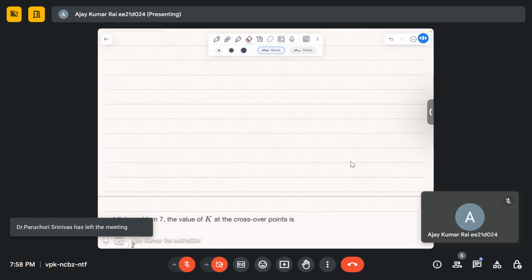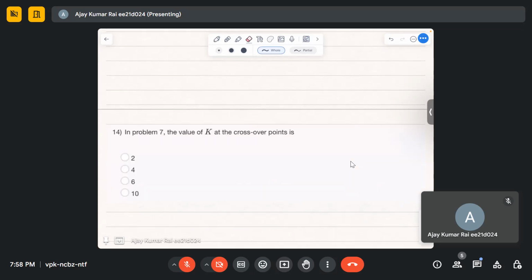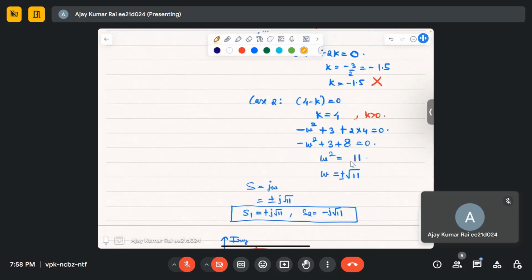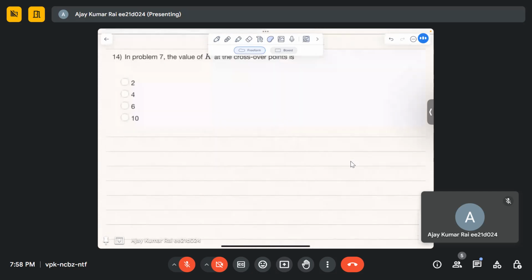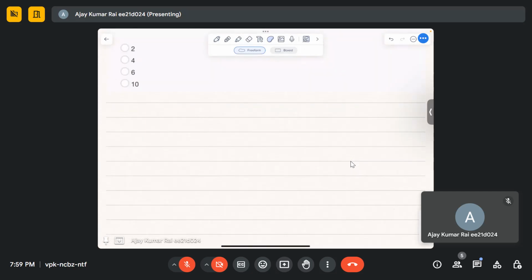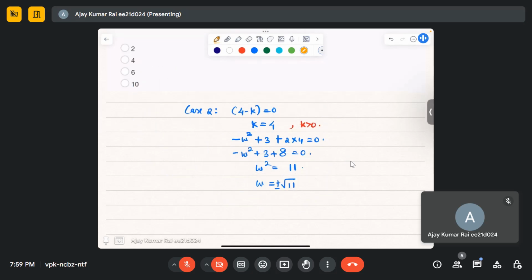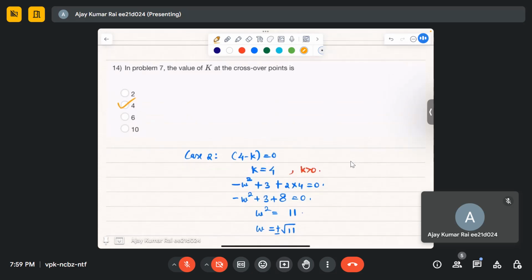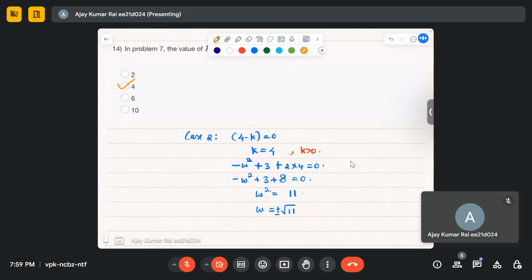Okay. So the other two questions in problem 7: the value of k at the crossover point is. So the value of k, we have already calculated, right? In this case it's the same, so k is equal to 4. So the answer to this is very simple. At k equal to 4, we have the crossover points. If you put omega equal to root of 11, you will get k equal to 4. Already we have calculated. No problem.